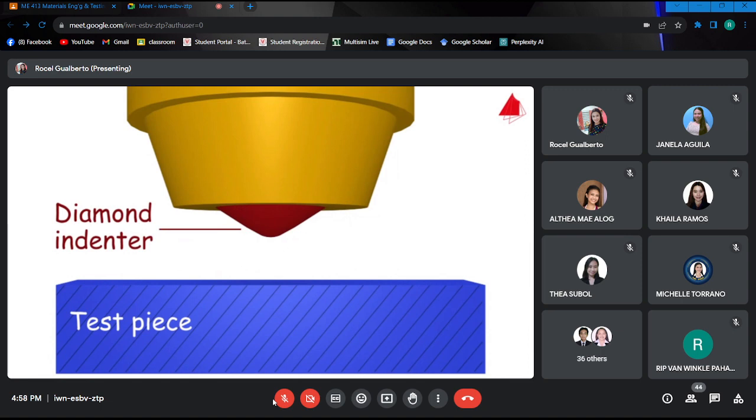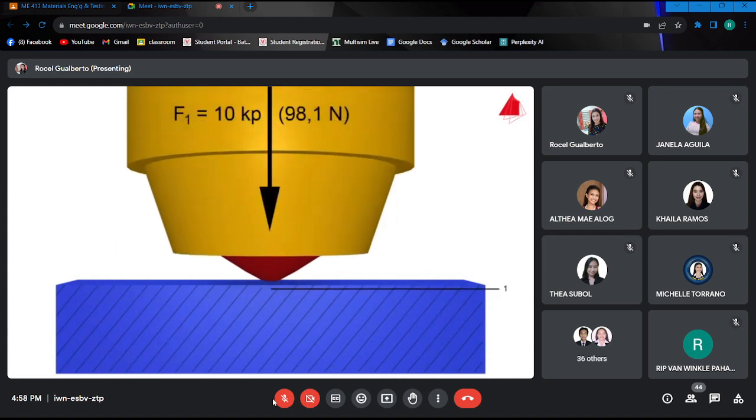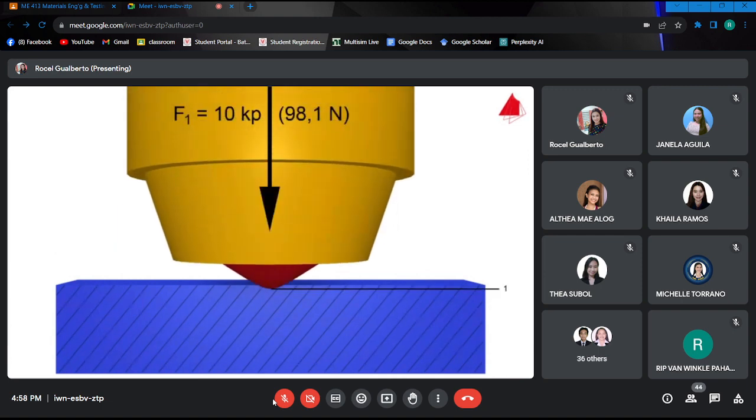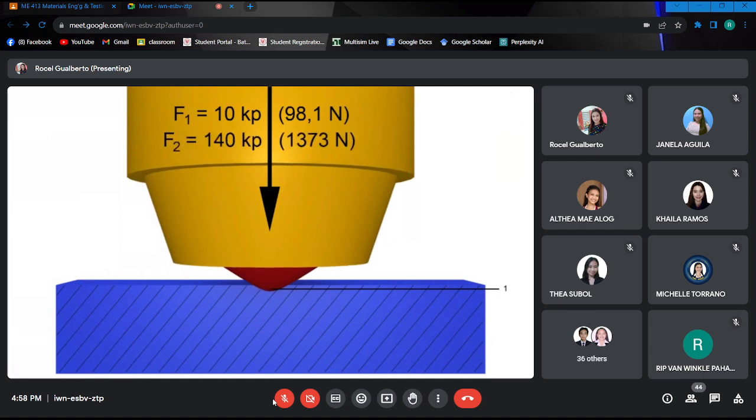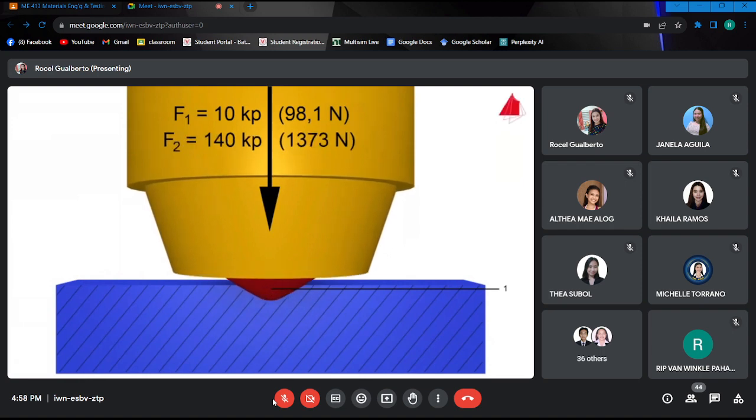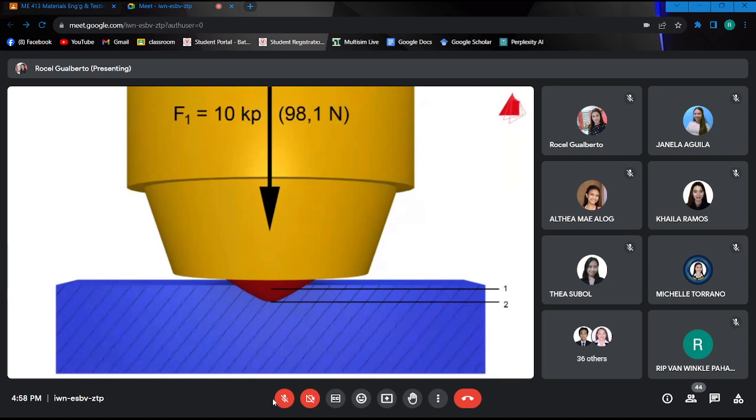In step 1, the diamond cone is pressed onto the test piece surface with a minor force of 10 kilopons. The depth of indentation under this preliminary load is the reference point. In step 2, the test force is increased by 140 kilopons, which is acting as the major force. This means that an overall force of 150 kilopons is now acting on the indenter, and this force is held for a certain time. In step 3, the major force is removed again.